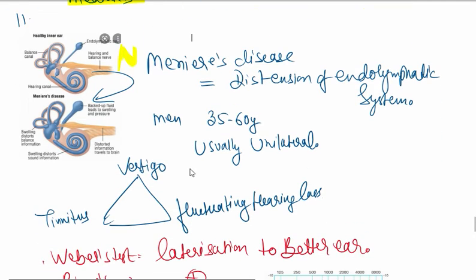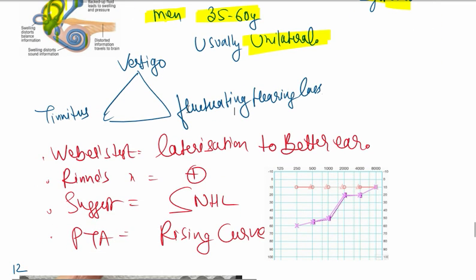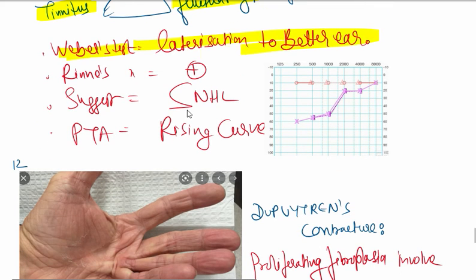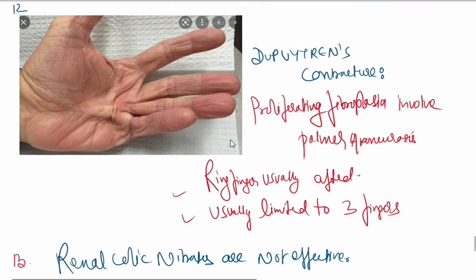So what is this? This is a normal ear, and this one is dilated, all these saccules, and so this is Meniere's disease. Here is the distension of the endolymphatic system, happens more commonly in men of age 35 to 60 years, usually unilateral, and it has a triad: vertigo, tinnitus, and fluctuating hearing loss. Here Weber test is lateralized to better ear, and Rinne's test is positive. It suggests SNHL, and PTA shows a rising curve.